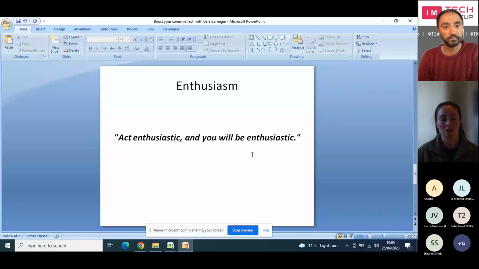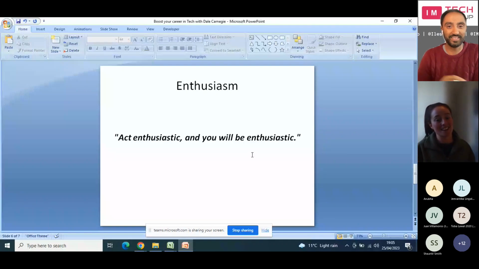And then they said to us, now you need to read that line in the most enthusiastic way that you can, with your body language, with your face, and physically how you're shouting it out. And people ended up yelling it around the room, going, "act enthusiastic and you will be enthusiastic." And it sounded ludicrous at the time. Everyone was so out of their comfort zone by doing this.